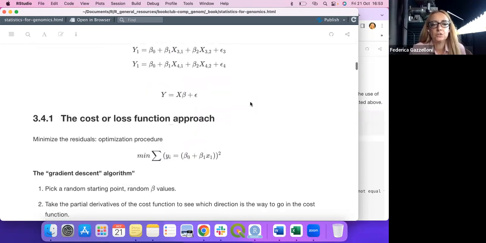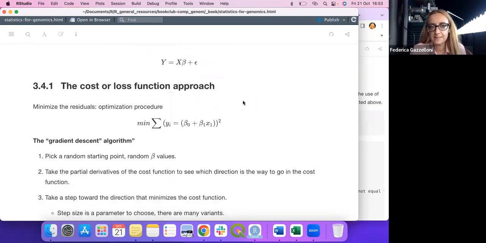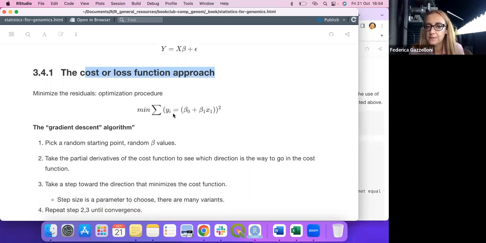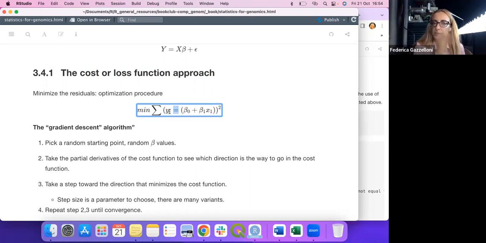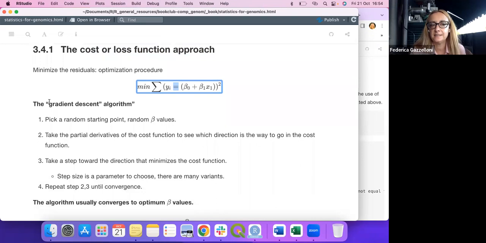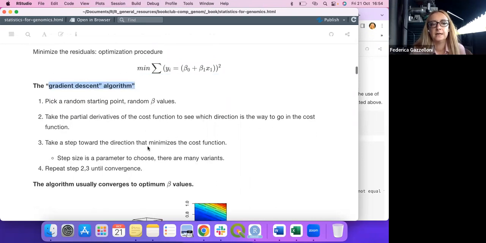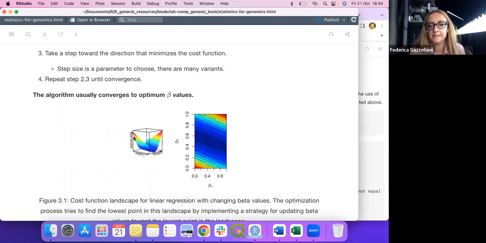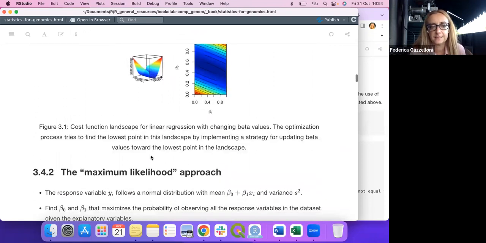So there are two approaches. Basically, there is a cost approach, or loss function, that takes into consideration the minimum difference between your data and your estimations. And this is the gradient descent algorithm. We have no time, but let's go a bit further.